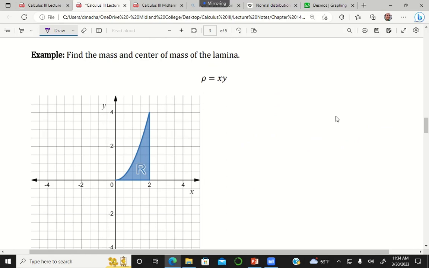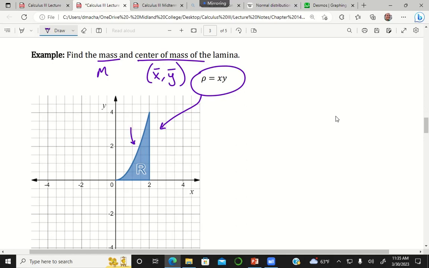So let's try to do some examples. Let's try to find the mass and the center of mass of the lamina. So I want to find m and then the two coordinates x bar, y bar. And so I'm given my rho function. So the density of my planar lamina is just the x coordinate times the y coordinate. And I didn't give it to you, but the top of this region is given by y equals x squared. So for the mass, I need to set up a double integral of x times y, because that's my density function.